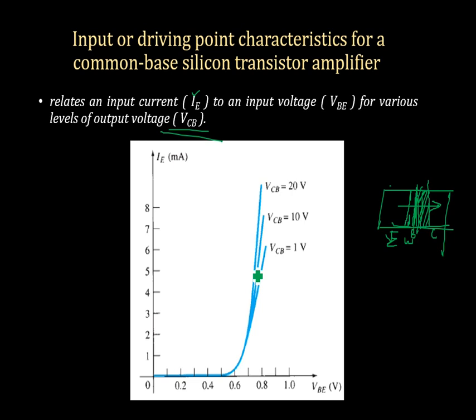Or you can see that for this curve with VCB equal to 20 volt, the current is increasing at a faster rate with an increase in VBE. So that is causing the curve to move towards the left, or this will behave like a better diode. The emitter base junction will behave like a better diode when the collector base reverse bias is increased.